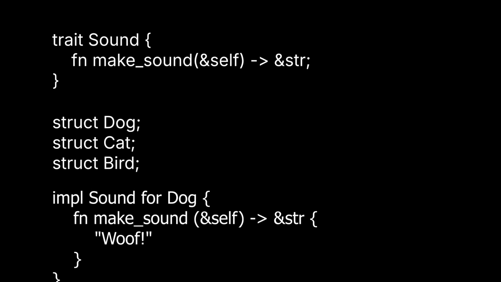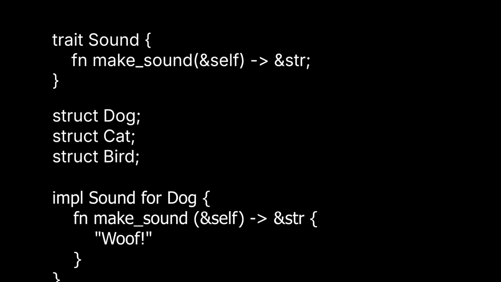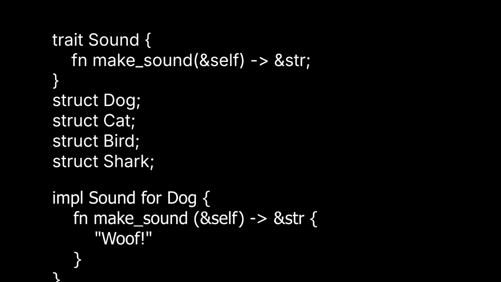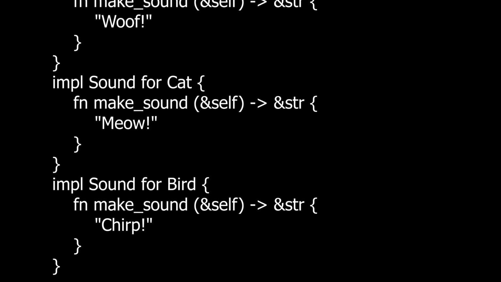In our example, let's consider we have a struct type for sharks. But sharks don't make any sound. At least that's what I remember. Not sure about any latest discovery. Anyway, because of this, we can't implement the sound trait for shark.